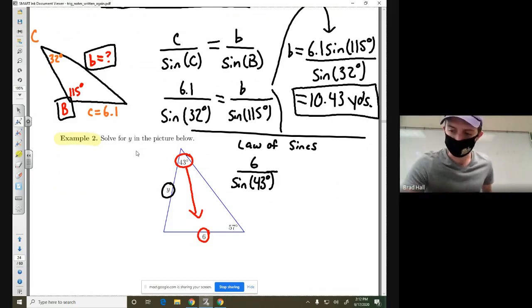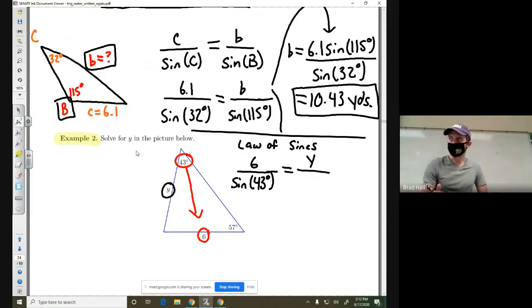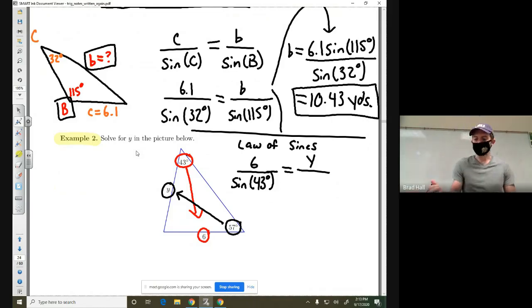So what are we looking for? We're looking for y over here. So we're looking for the segment y. And what is the angle that corresponds to y? 57. Yeah, it's right there. It's directly across. So that's what would tell you that the angle of 57 degrees corresponds to y. That's the terminology I'm going to use throughout these next few sections.